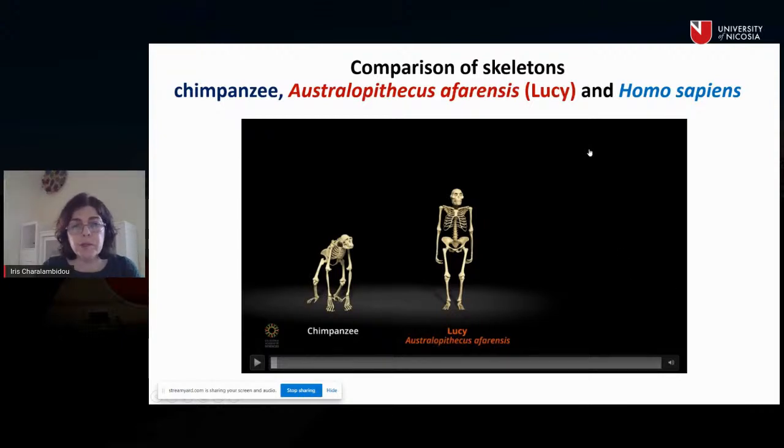There is not any music. You just have to notice which parts of the skeleton are being pointed out or mentioned in the video.